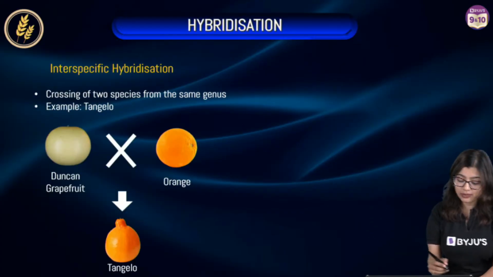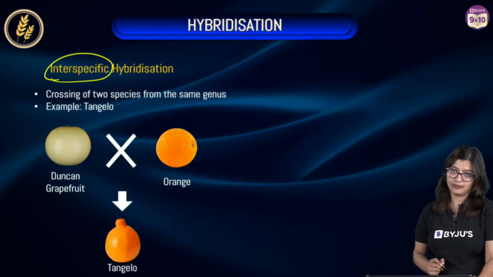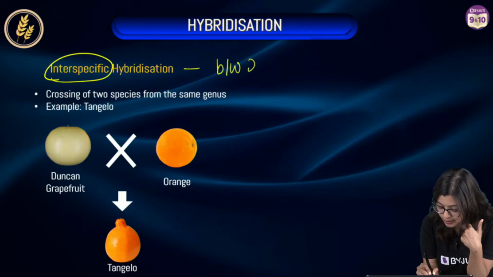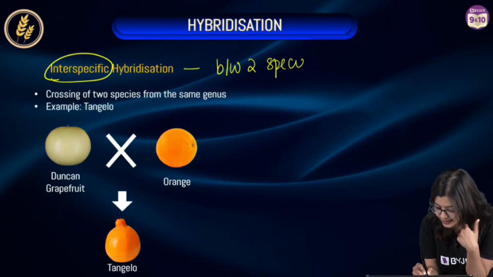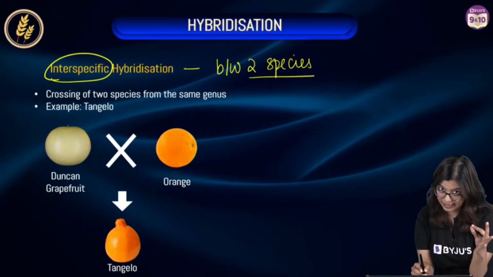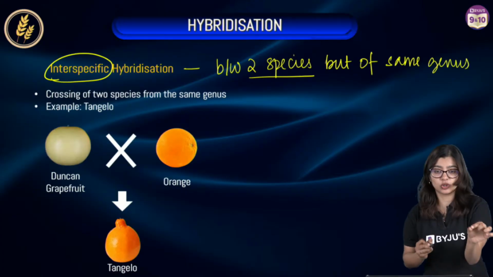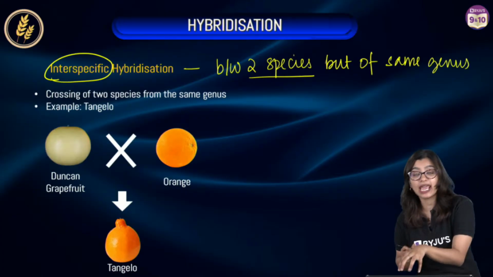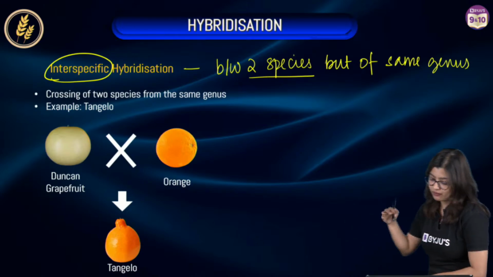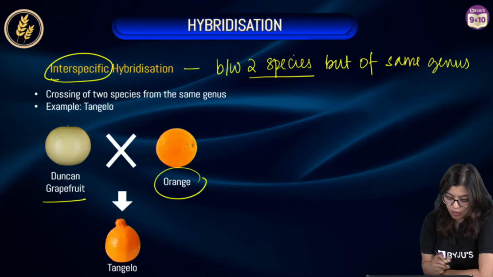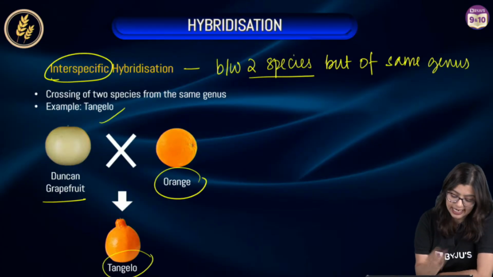Now next one is when we do interspecific. What is interspecific? When it is between two species, but of the same genus. Let me give you an example. Now we have Duncan grapefruit and orange, and if I take these two, I'll get Tangelo. Tangelo is an example.